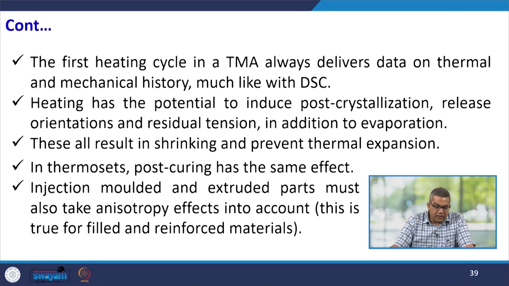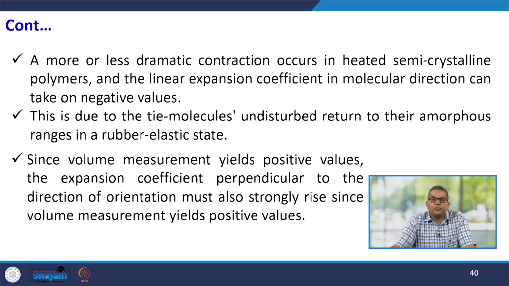The first heating cycle in the TMA always delivers data on the thermal and mechanical history, much like with the DSC. Now, heating has the potential to induce post-crystallization, release orientation and residual tension, in addition to evaporation. These all result in shrinking and prevent thermal expansion. In thermosets, post-curing has the same effect, and injection molded and extruded parts must also take anisotropy effects into account, and this is true for filled and reinforced materials.